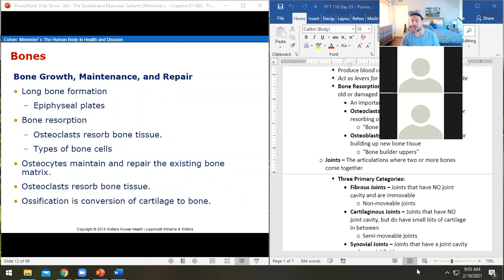We have no idea why the body is actually programmed to build muscle, or build bone tissue up stronger than it was. We know how to make it happen. If you go lift heavy weights, your body will increase bone density, your body will increase muscle mass, but we really don't know why. Our DNA is kind of programmed that way, but it's a good thing that it is.